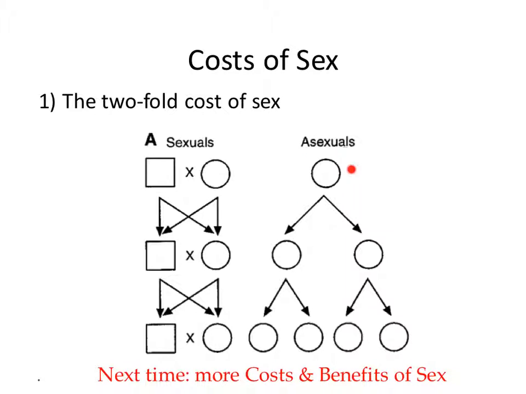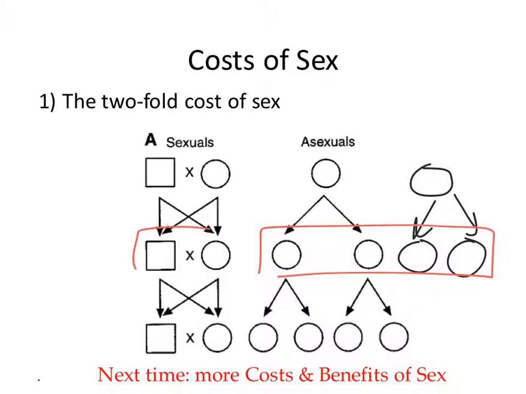Whereas if you're an asexually reproducing individual, in the same amount of time, one individual produces two kids. So if you start this drawing with two individuals, like we have on the sexual side over here, they produce two kids. If you've got two asexually reproducing individuals, in the same amount of time they produce twice as many kids. So that's the twofold cost of sex. If you're asexually reproducing, you produce twice as many offspring.